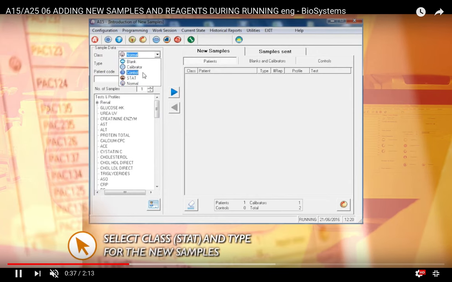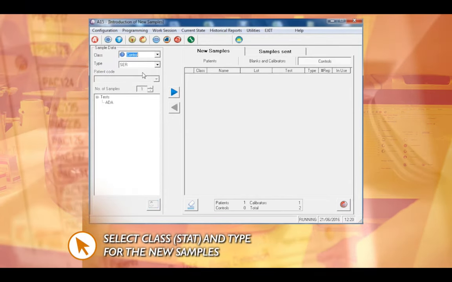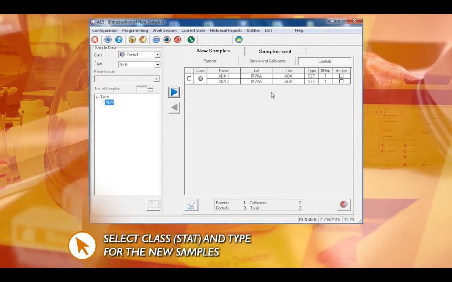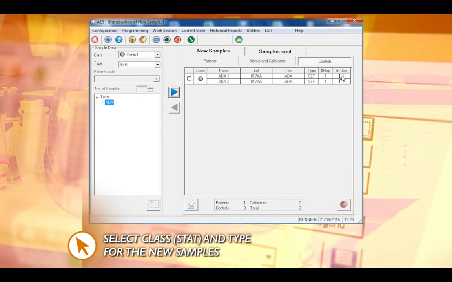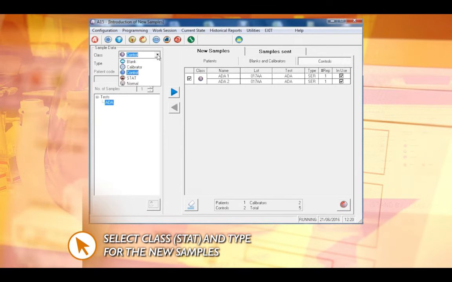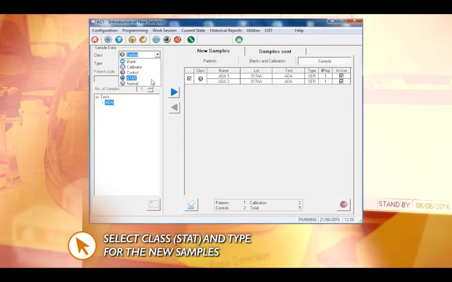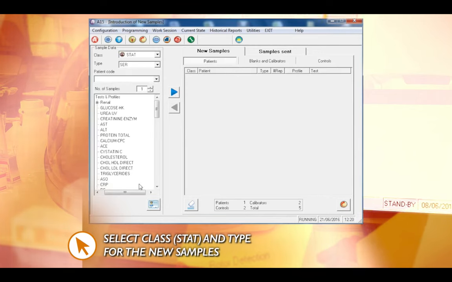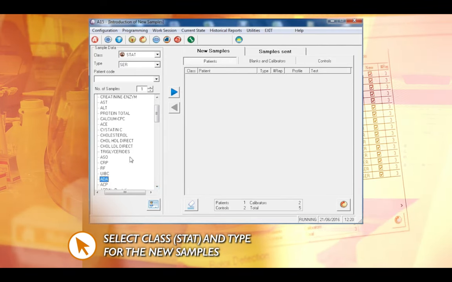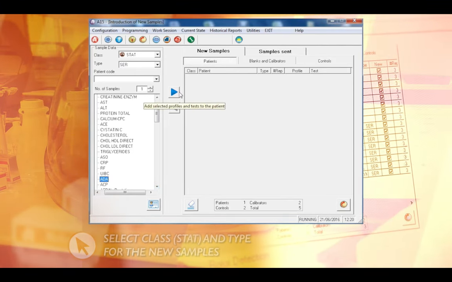Okay? So moving on. Take for example, you want to run your control, so you check, click the test, and then you proceed. So you have your 1 and 2, your abnormal and your normal control, and then what you're gonna do next is to run another test. Take for example, you're entering a stat test. Okay. So you also run that.